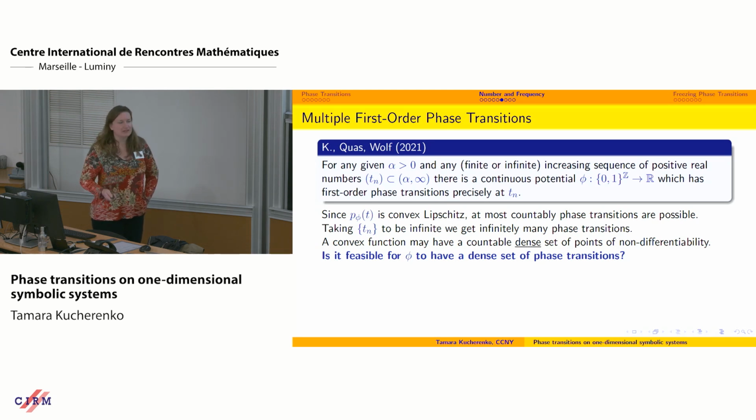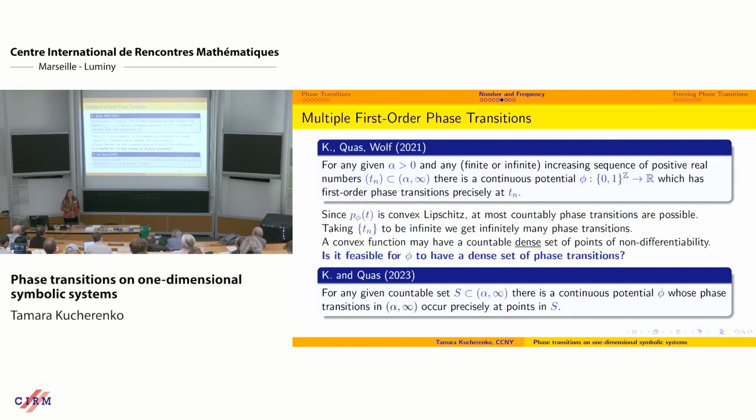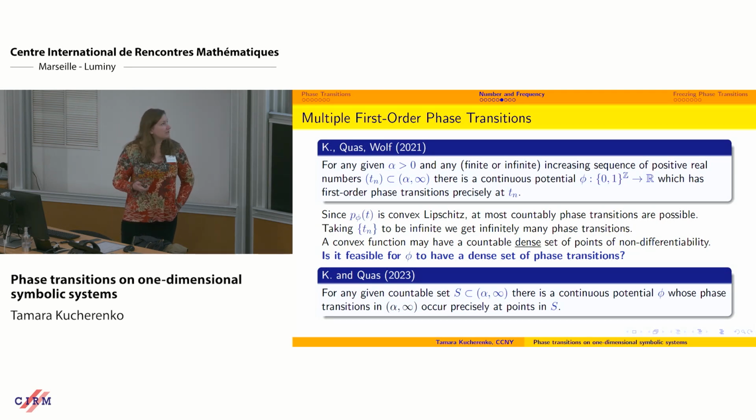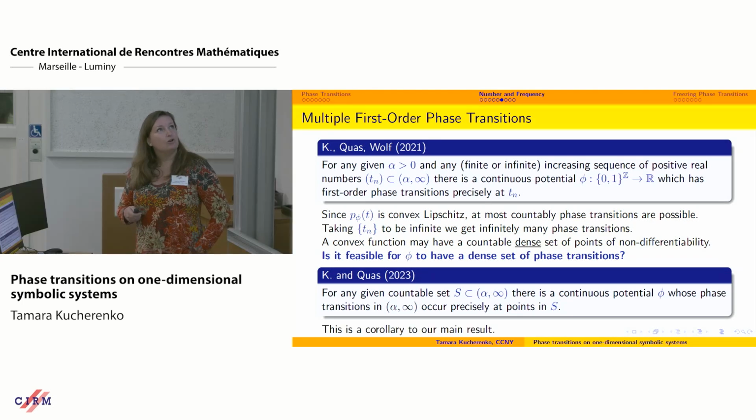And next year, we figured out that it can. So if you give me any countable set S bounded away from zero, I can find a continuous potential phi on a full shift, which has phase transitions precisely at points of my set S. So we can have a dense set of first-order phase transitions for continuous potentials. This is actually a corollary of our main result.